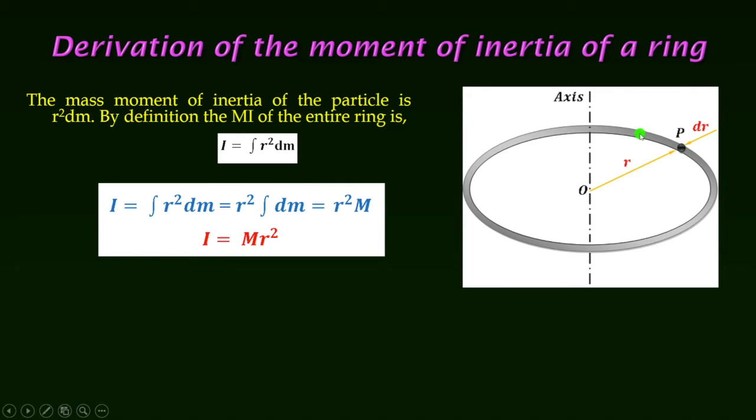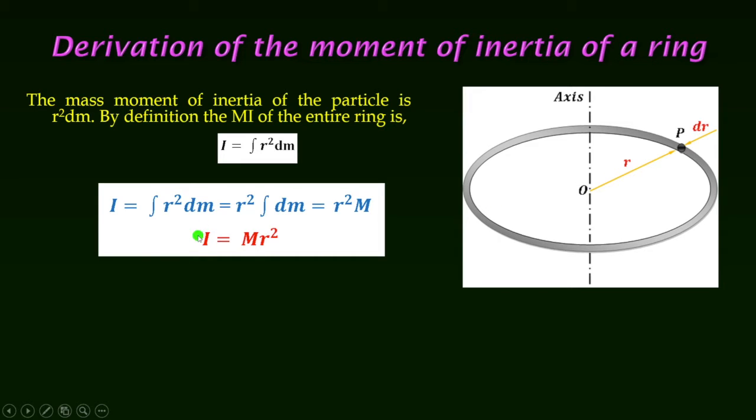Now let's consider the ring. Let's consider a point mass dm at a distance of r from the center of axis. Here axis means the axis about which the body is rotating, and the thickness of this ring is dr.